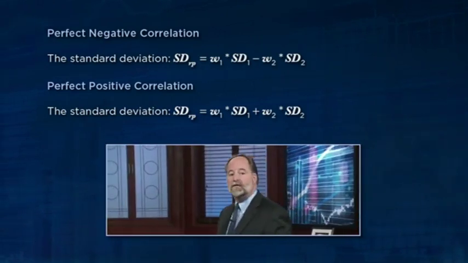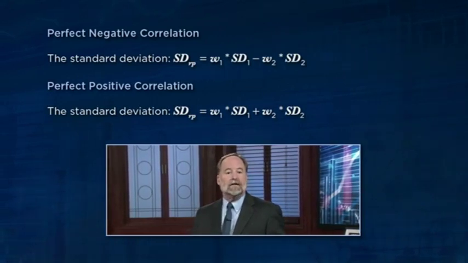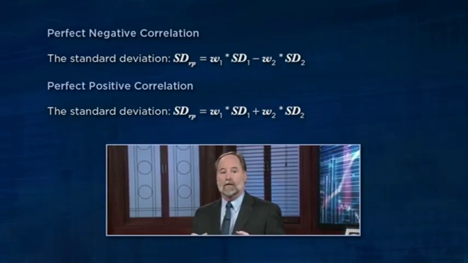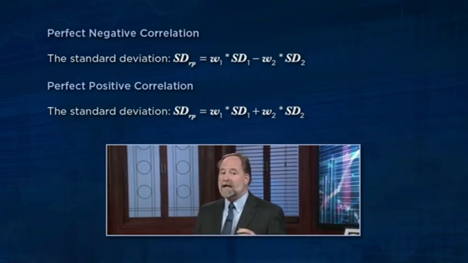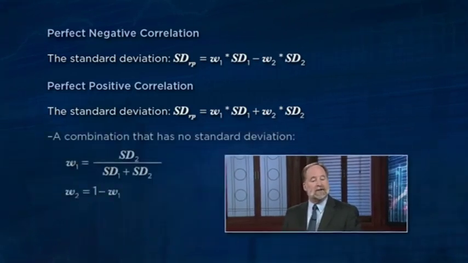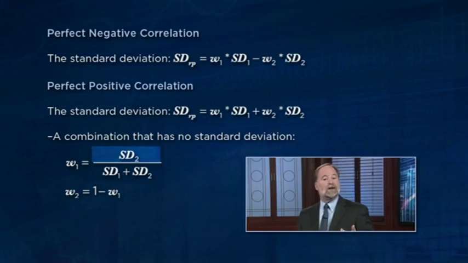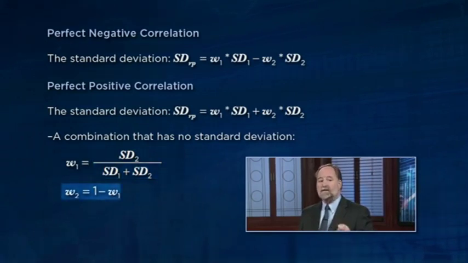If the perfect negative correlation case exists, since we have the two parts subtracted from one another, this means that we can actually create some really good combinations of expected return and standard deviation by picking the weights to place on each security. In fact, we can actually create a combination that has no standard deviation at all. To form such a portfolio, the weight on the first one is going to be the standard deviation of the second security divided by the sum of the standard deviation of the first plus the standard deviation of the second. And the weight on the second is just going to be 1 minus the weight on the first.